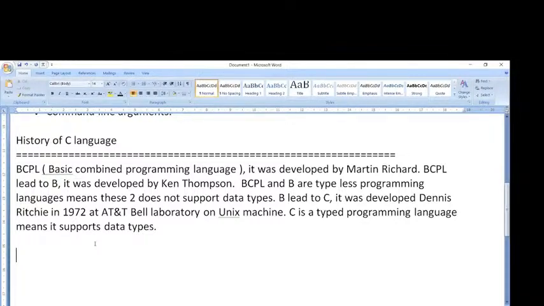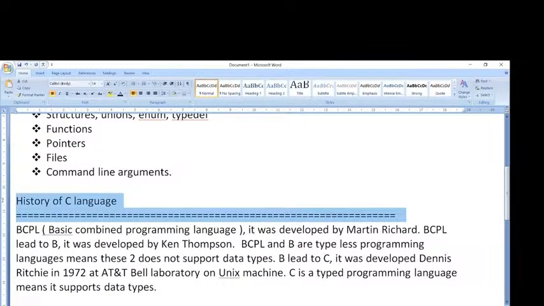Now, the next question is, what is C? What is the meaning of C? Actually, C is called a high level programming language. But C supports the features of low level also. So C is a middle level programming language. C is called a high level as well as a middle level programming language.